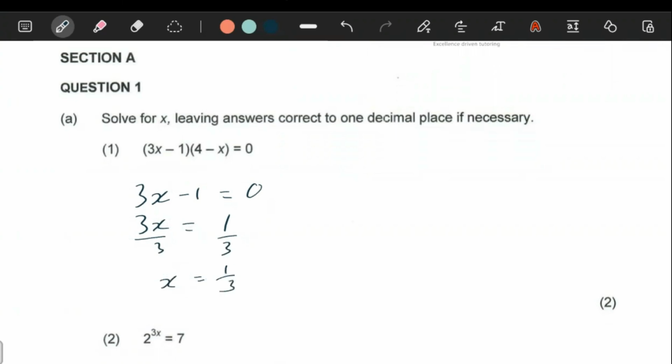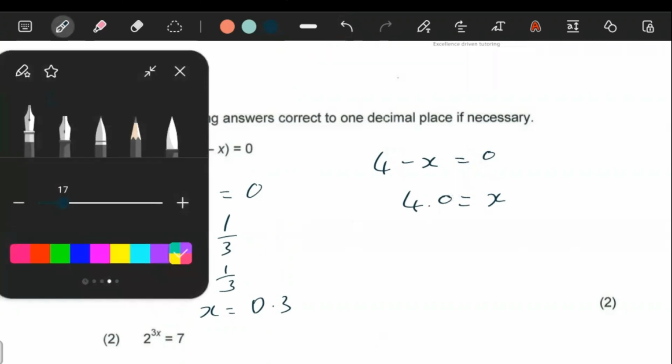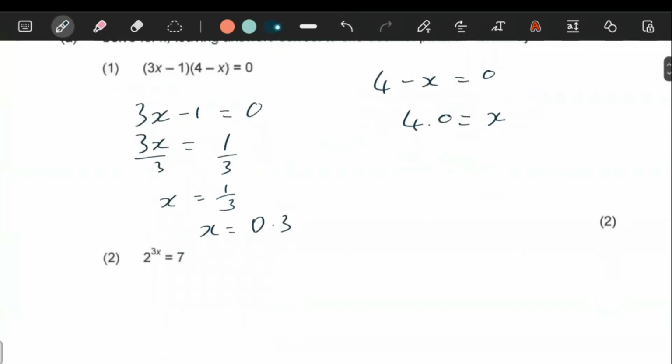They said we should leave our answer to one decimal place, so you need to be very careful in this kind of situation. Writing this to one decimal place, you can just put 1/3 in the calculator. To one decimal place, it is just giving you 0.3. The other one, which is this bracket, 4 minus x is equal to 0. The x goes over. To one decimal place, you can just say 4.0. But anyways, let's keep moving forward. Nothing crazy about this question.